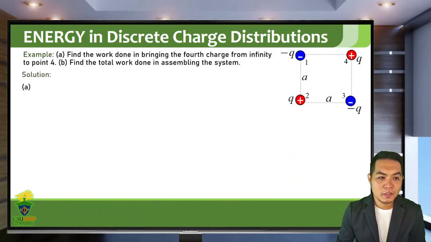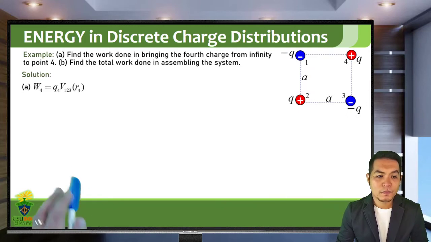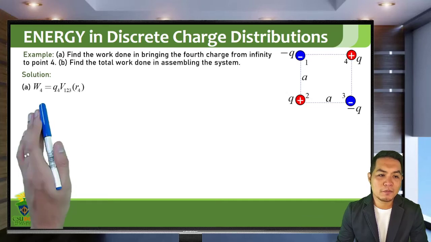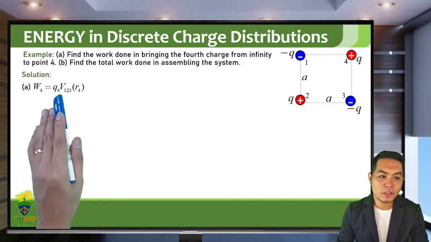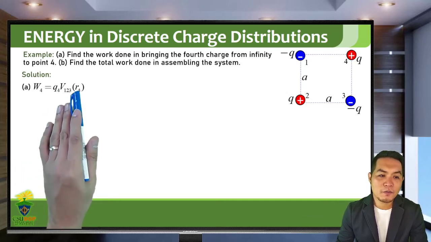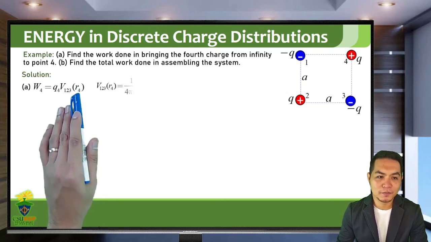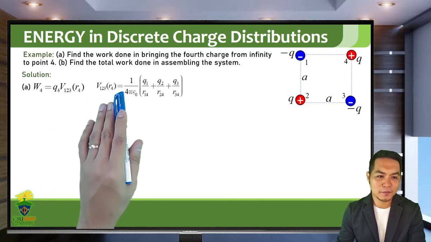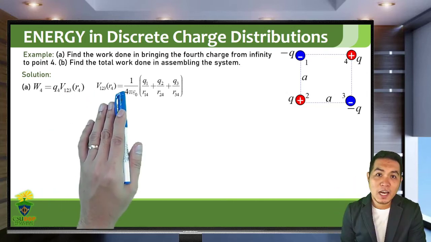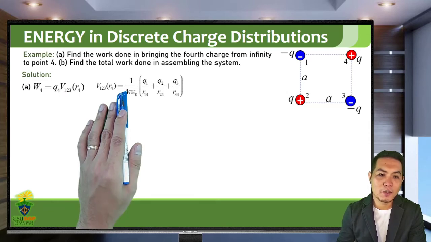Okay, so for the first problem, the work done in bringing the 4th charge is just Q4 times the potential at r4 due to the other charges, Q1, Q2, and Q3. So this V123 is just the addition of the potential due to Q1, Q2, and Q3.